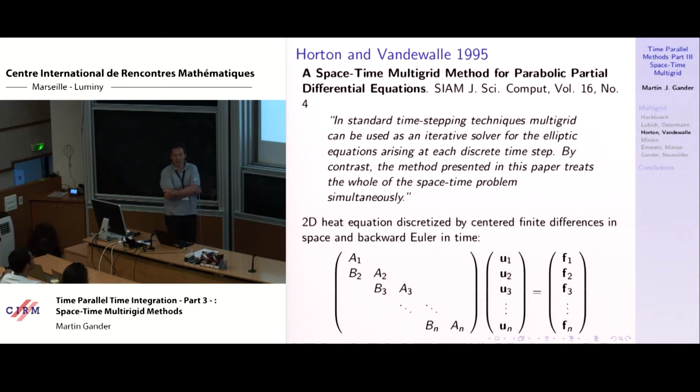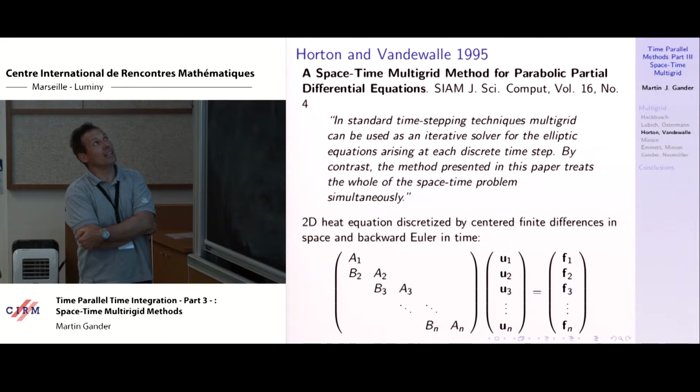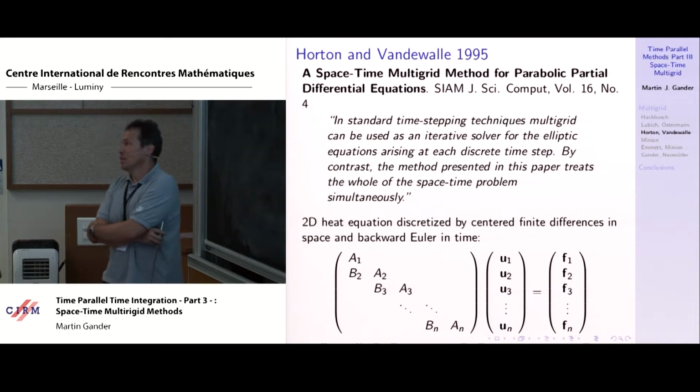Now there was a substantial contribution by Horton and Vandewalle in 1995. And they say in standard time-stepping techniques, multigrid can be used as an iterative solver for the elliptic equation arising at each discrete time step. By contrast, the method presented in this paper treats the whole of the space-time problem simultaneously. So they also want to use multigrid in space-time, and they really want to coarsen both in space and time. They want a method that works like for the Laplace equation.